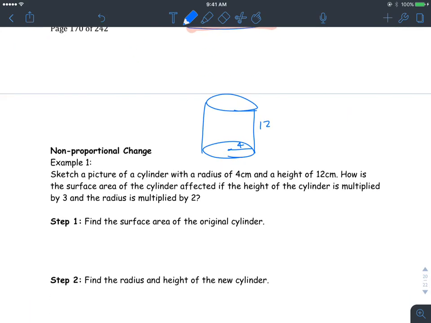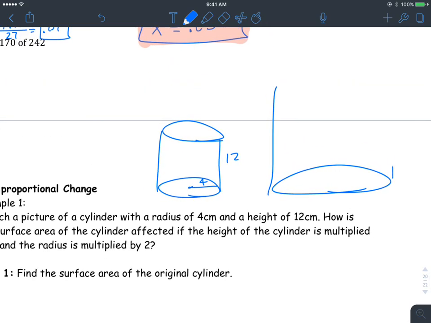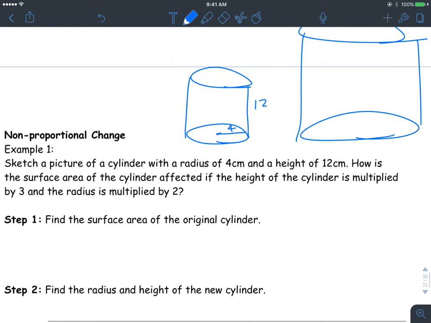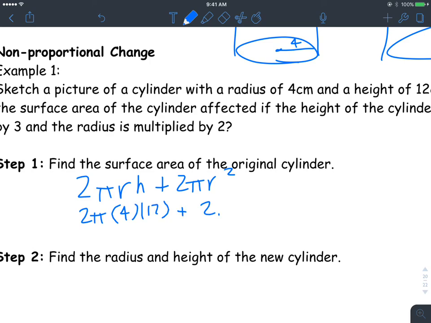So I guess the first step, find the surface area of the original cylinder. We're going to take a new cylinder and make it a little bit bigger, and we'll figure out those dimensions. So first of all, find the surface area of the original cylinder. Remember, surface area of a cylinder is 2 pi r(h) plus 2 pi r squared. So that'd be 2 pi r and then 4 times 12, and then plus 2 pi and then 4 squared. So then that would be, when you punch it all out, 128 pi in centimeters squared.